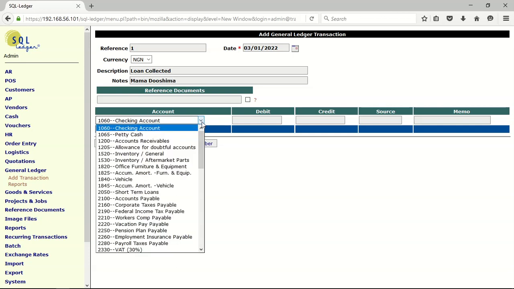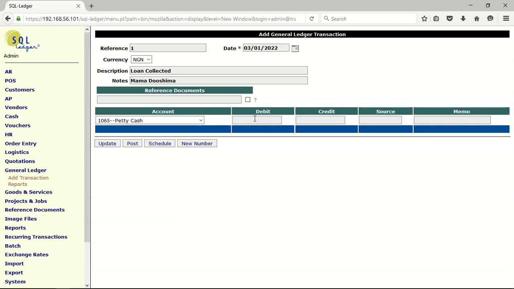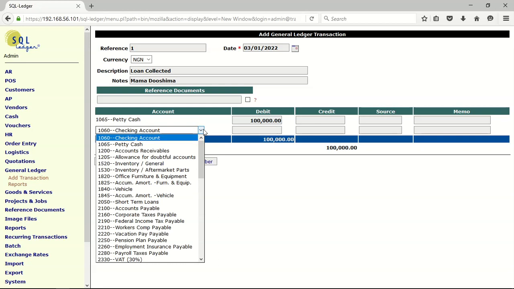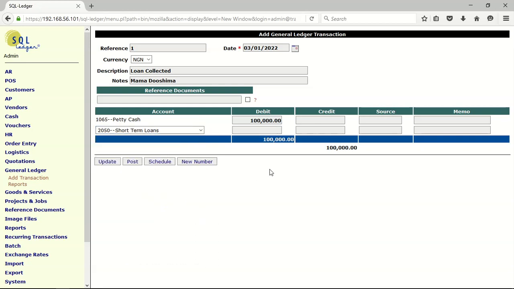This loan is in small money, so you can't put it in the bank. So for cash, since it is small cash, you put the money there: 100,000. The next one we can do is the loan. Where will we put that loan? We call it a short-term loan, for when she comes to collect.